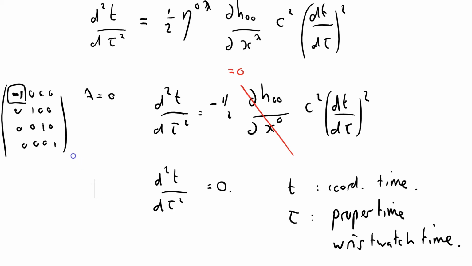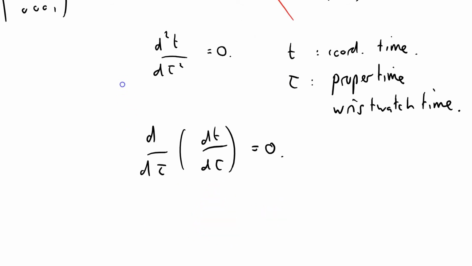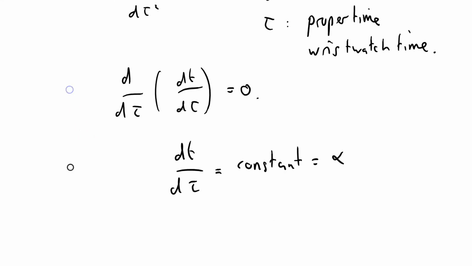Time as measured by an observer who's moving along a particular world line, a slowly moving world line in this case. So that tells me that d by d tau of dt by d tau equals 0. So that tells me that dt by d tau equals a constant. We may as well call it alpha. And so that tells me that t equals alpha tau plus beta, where alpha and beta are constants.